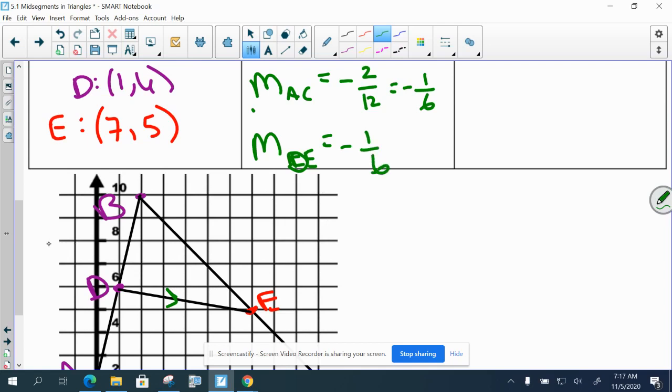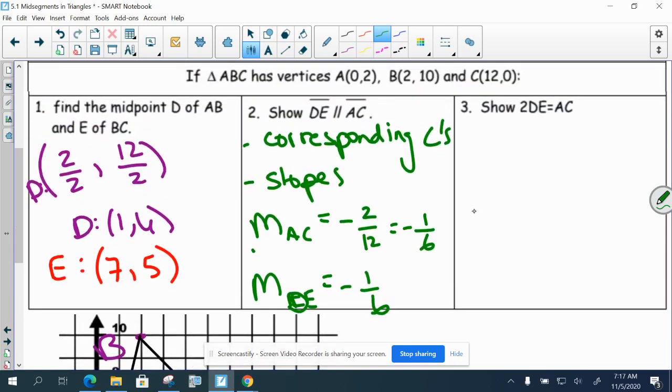So we now prove that those two lines are parallel by proving that their slopes are the same. And then show that the length of DE is twice the length of AC. So for that, we would need to use the distance formula. Okay, so DE, we found the points over here, so we'll do the distance formula between them.